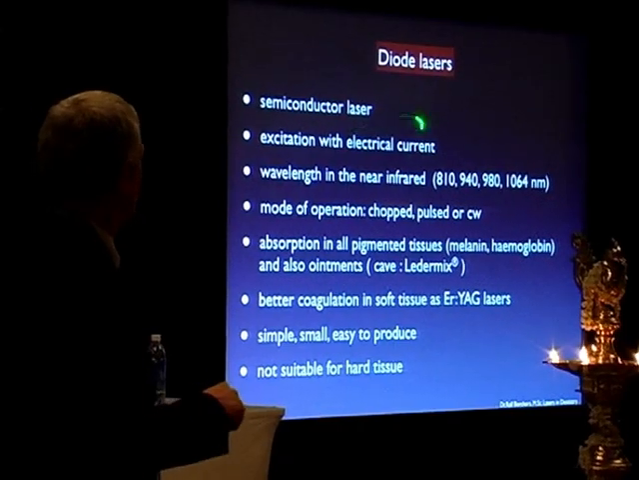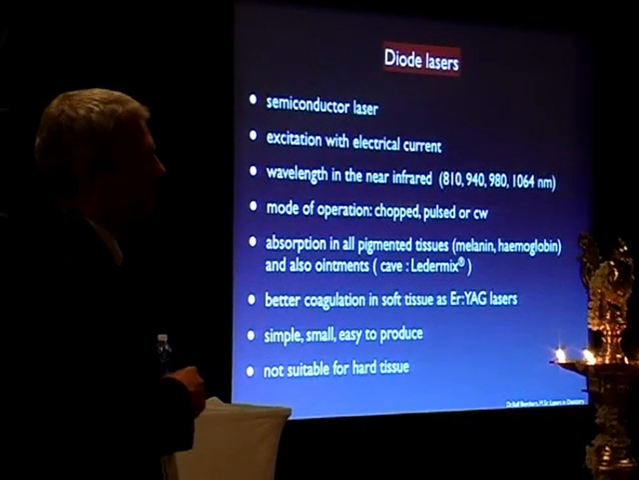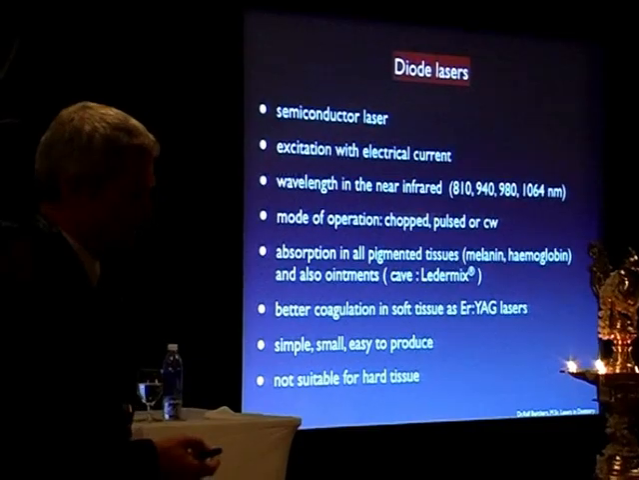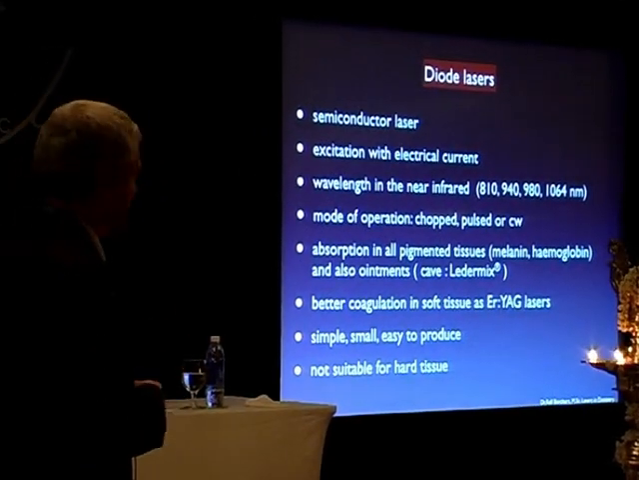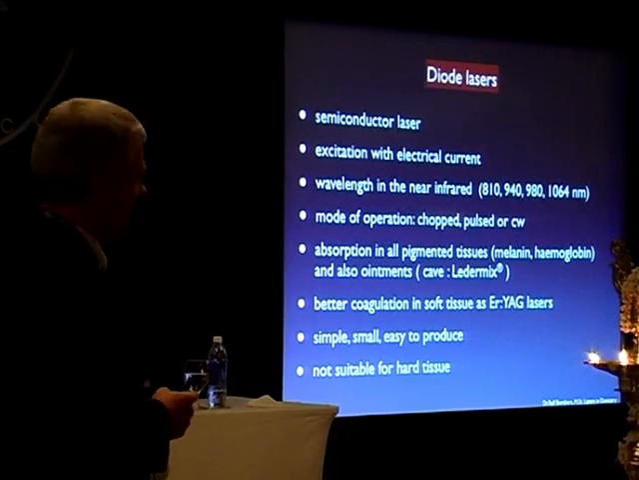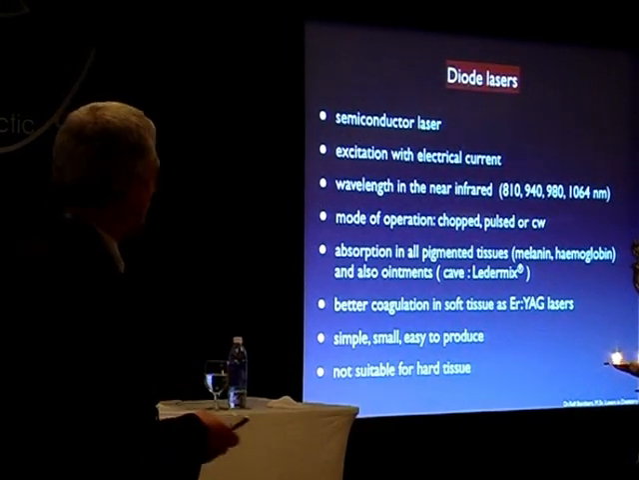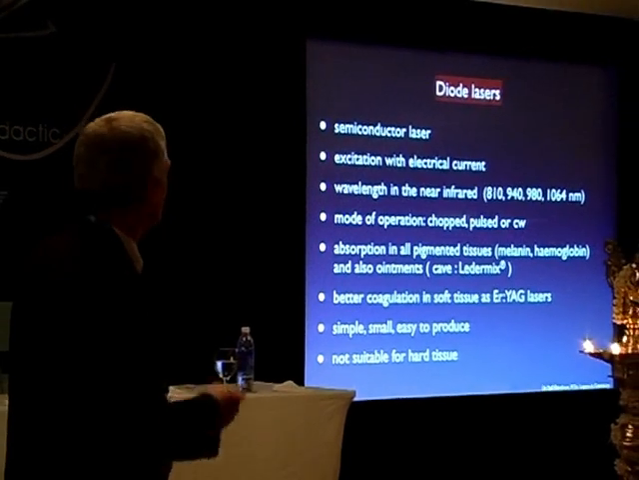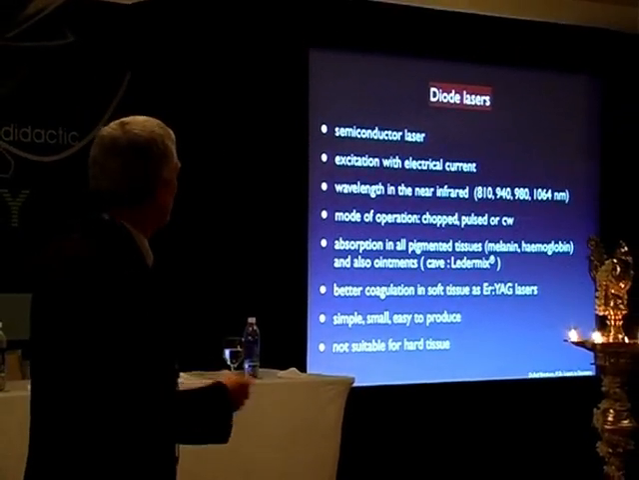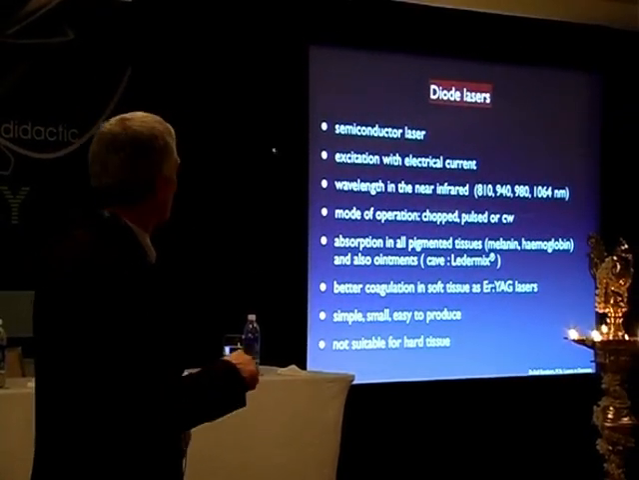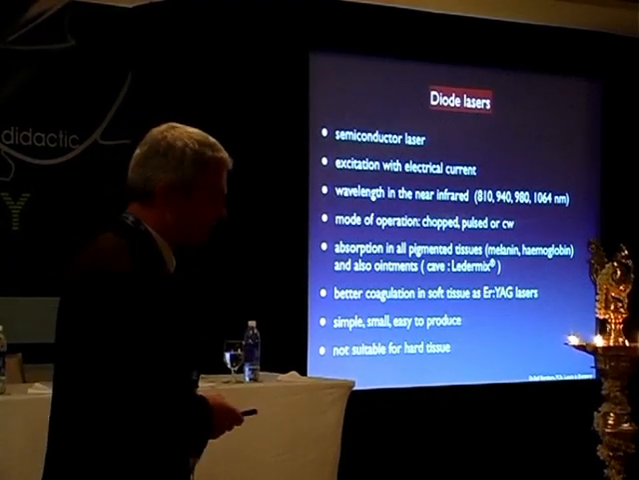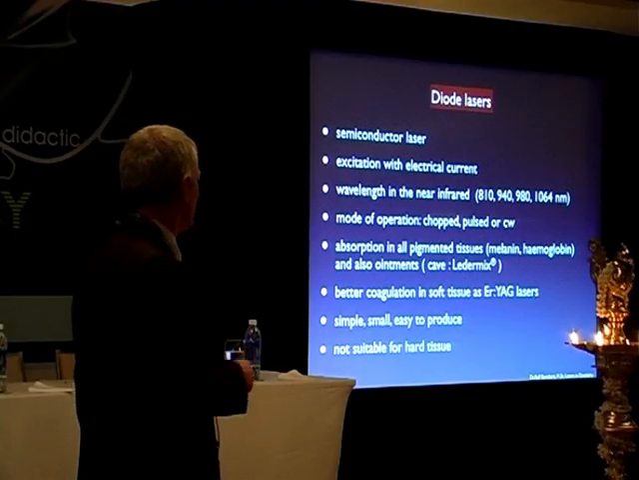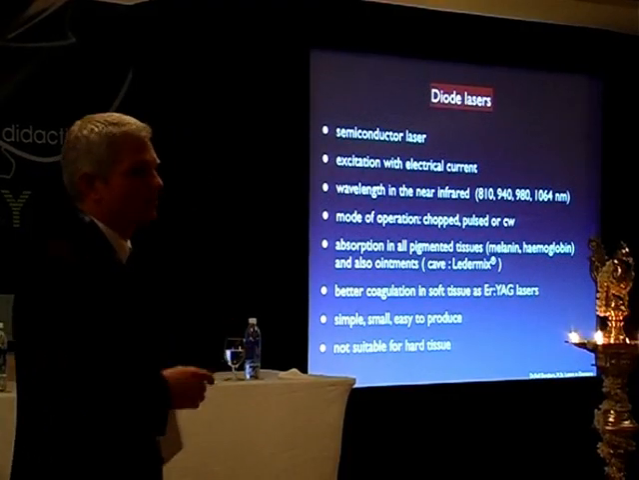The excitation is with electrical current. It's a much simpler construction, and therefore they are much cheaper. The mode of operation is not only pulse mode, as with the erbiums, but you can use chop mode, pulse mode, or continuous wave mode. They absorb in all pigmented tissues, as we have seen in the absorption spectrum. That means melanin, hemoglobin, but they also absorb in ointments.